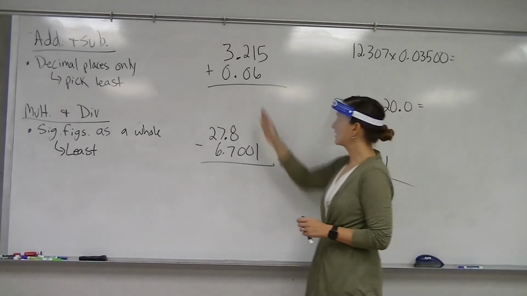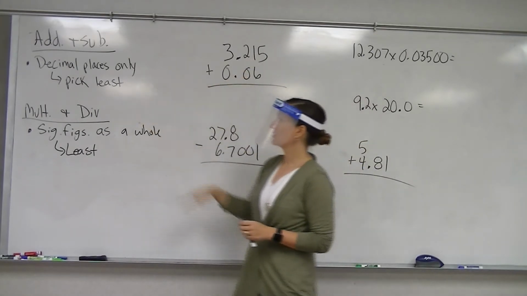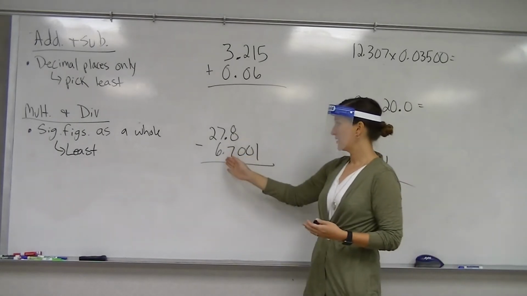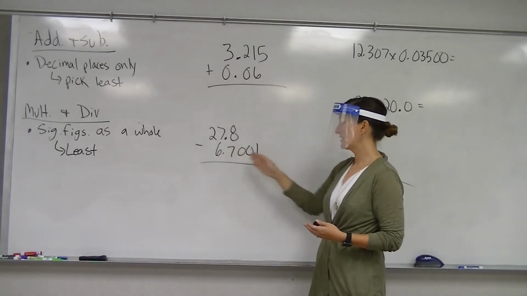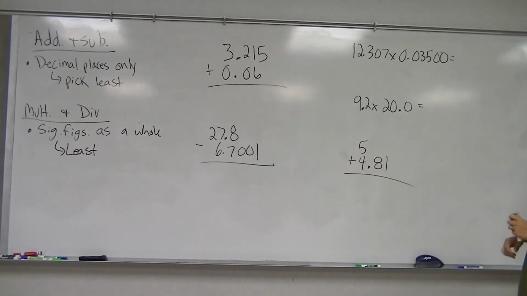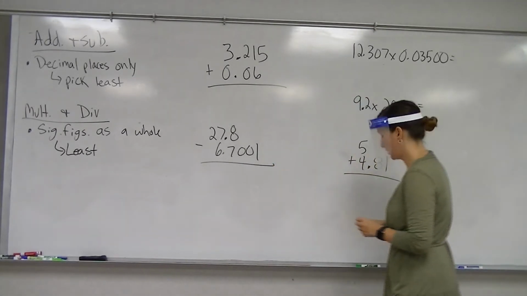So the reason I like to write it out this way is because you'll notice the rules for addition and subtraction say decimal places only. So if I line it up by the decimal place, it makes it easier for me to see and figure out how many decimal places I need to go out. So let's approach the first one.